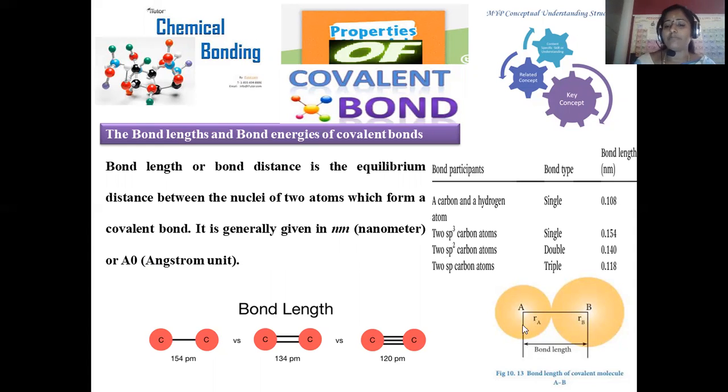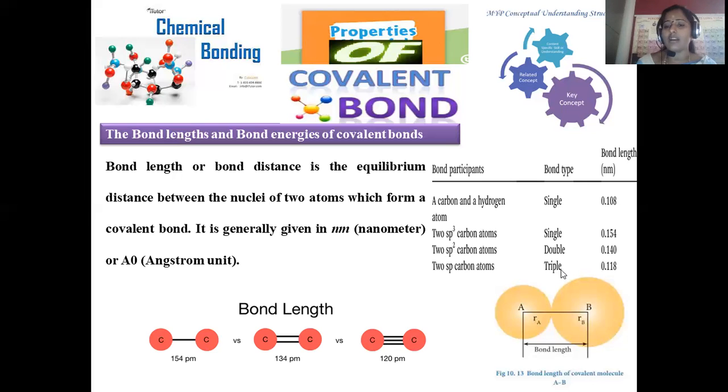I am taking the simplest example. The atom A is uniting with B. So consider the internuclear distance between these two. Here, the distance from the center to the outermost shell is denoted as a radius, right? So the radius of one atom, Ra, plus the radius of the second atom, Rb, when combined, becomes the bond length. So the internuclear distance between two covalently bonded atoms is denoted as the bond length. The bond length is measured in various units; the most important units are nanometer and angstrom.